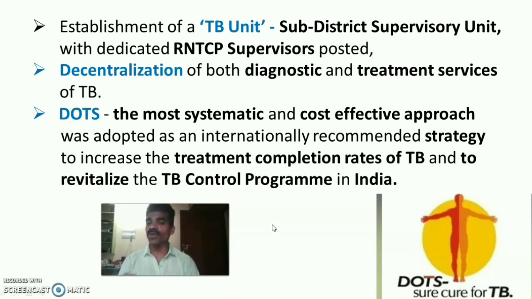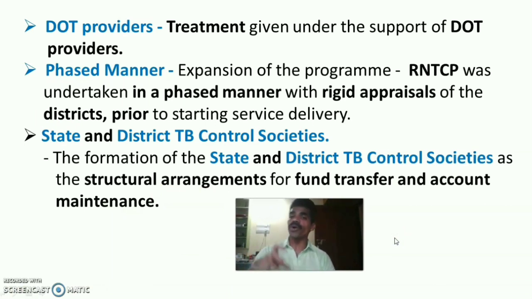Then introduction of the DOT strategy, the most systematic and cost-effective approach, was adopted as an internationally recommended, that is WHO recommended, approach to increase the treatment completion rate of TB. Formerly, with the National Tuberculosis Control Program, the treatment completion was only 40%. To increase the treatment completion rates of TB, as per the recommendation of the WHO, the DOT strategy was introduced. It was the most systematic and cost-effective approach, and moreover it was done to revitalize the present TB control program in India.